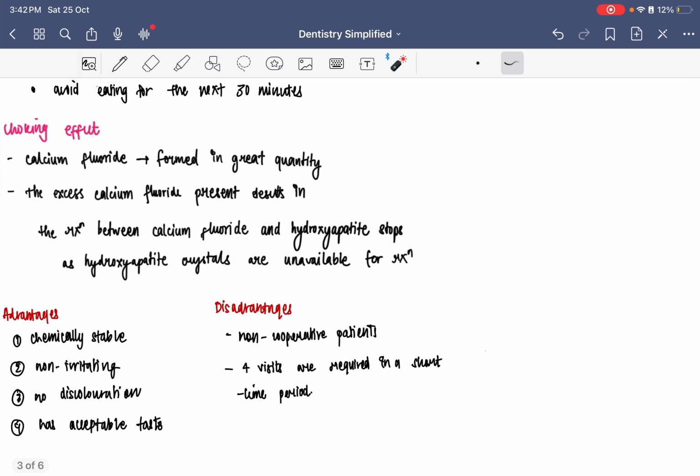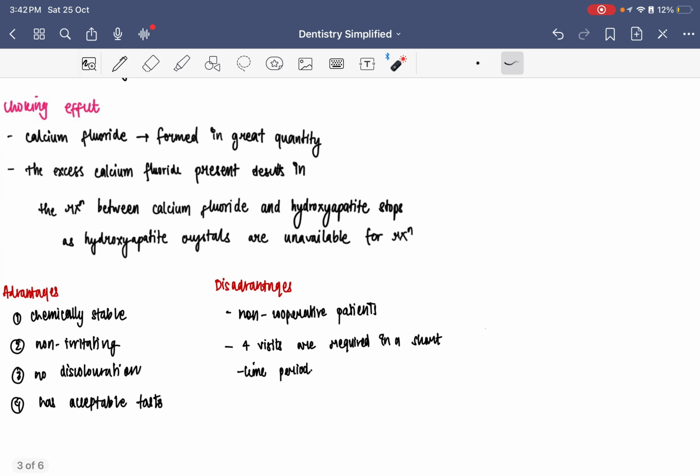Now there is an effect that you see in this technique that is known as the choking effect. In this, calcium fluoride is formed in great quantity, in excess. When this excess calcium fluoride is formed, the reaction between the calcium fluoride and hydroxyapatite stops because the hydroxyapatite crystals are unavailable for the reaction, which forms the effect known as the choking effect.